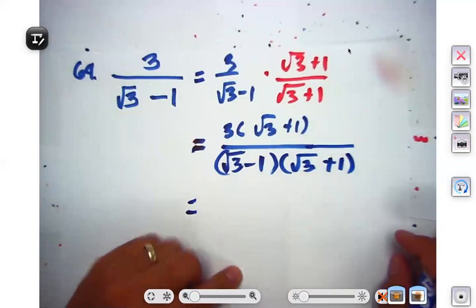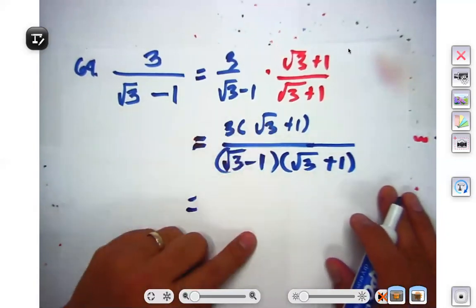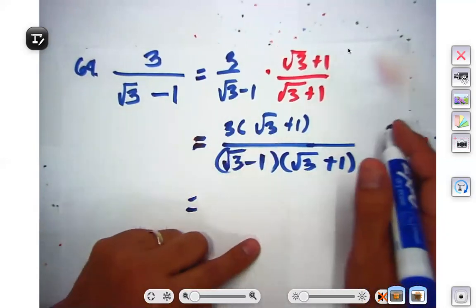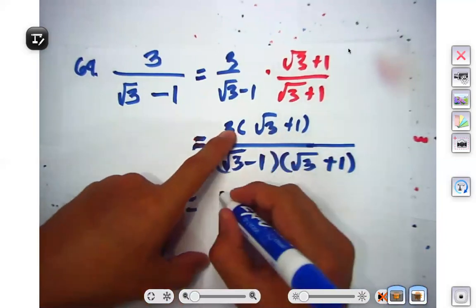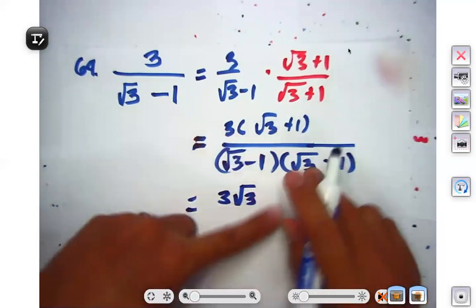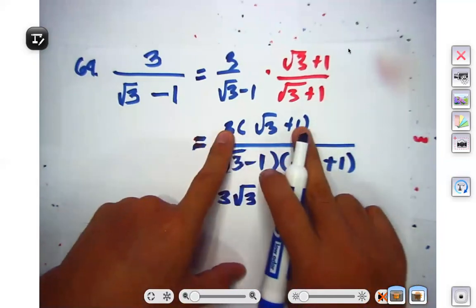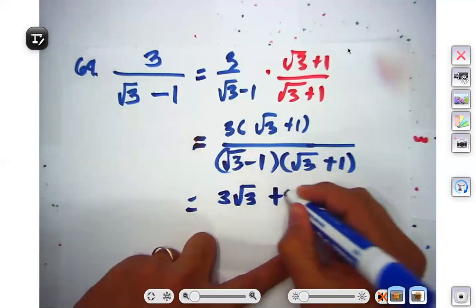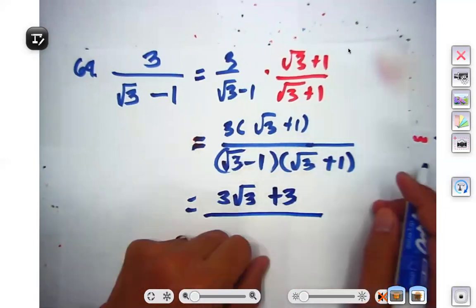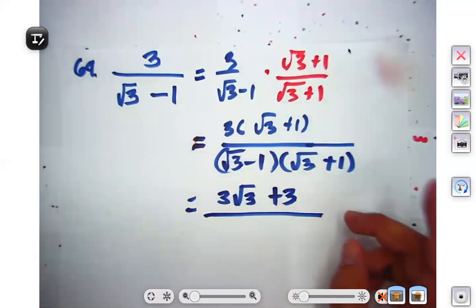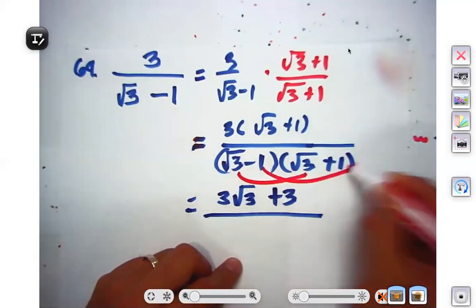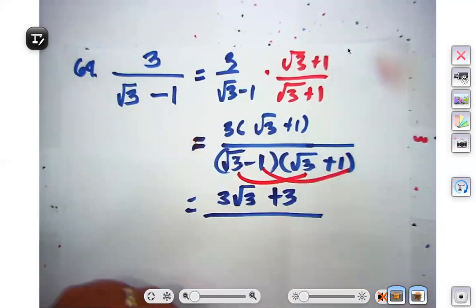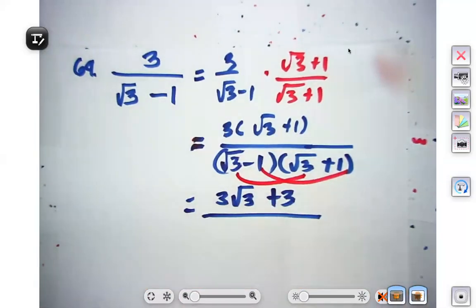Let's work with the numerator first. 3 times square root of 3. Can you multiply the 3? No, because one of them is a radical, so we can just write 3 square root of 3. And 3 times 1 is 3, so plus 3. This is how you multiply conjugates: just multiply the first terms and the last terms. Don't FOIL it anymore, because if you FOIL it, you will end up with the same answer, since you'll cancel out the middle terms because they sum to 0.